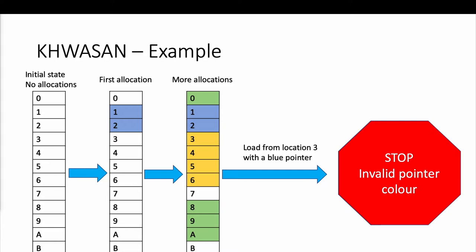We do some allocations, and so in this case, memory addresses 1 and 2 have been marked as blue, and so your pointer has to have the correct flag, whatever number it is for blue, to load that memory. And then eventually, we'll do some more allocations. You may have gaps and things, but it's fine. As long as later on, if you want to load from memory location 3 with a pointer that's been marked as blue, it will fail.